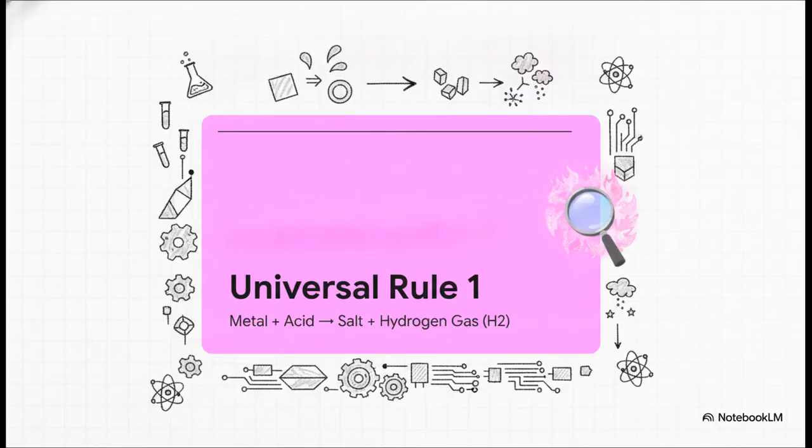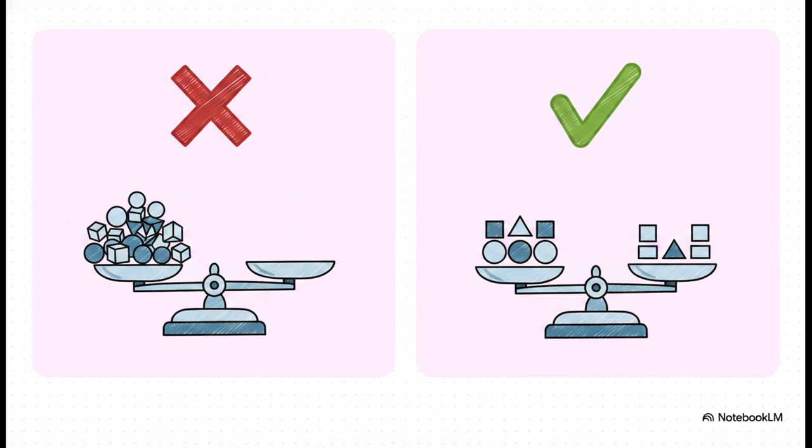So here is our very first cheat code. Universal Rule 1: a metal plus an acid yields a salt plus hydrogen gas. I really want you to burn this exact equation into your memory, okay? Because this is the absolute vital key to decoding our first 30 equations. Every single combination of these metals and acids from our source will always produce a salt and hydrogen gas. No exceptions.